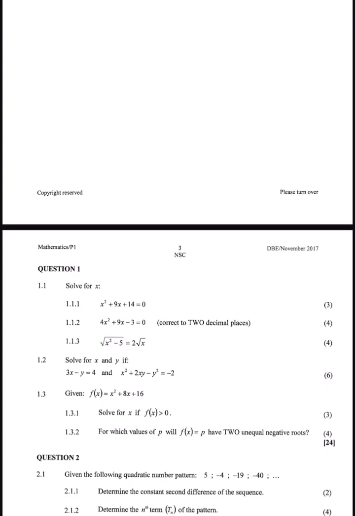Okay, cool. So then 1.1.2 will be our following problem that we're going to tackle. The main difference from 1.1.1 is that in 1.1.2 they explicitly stated "correct to 2 decimal places." So what does that tell you? If they say correct to 2 decimal places, you don't even think twice. Quadratic formula: x equals minus b plus or minus square root of b squared minus 4ac, all over 2a. The equation is 4x squared plus 9x minus 3 equals 0.